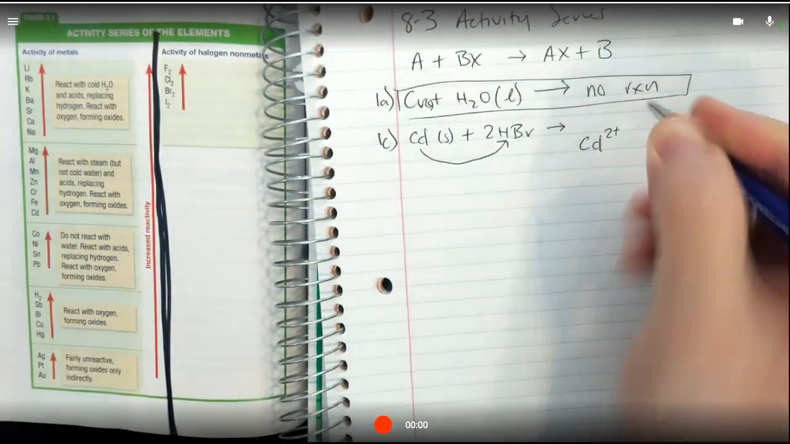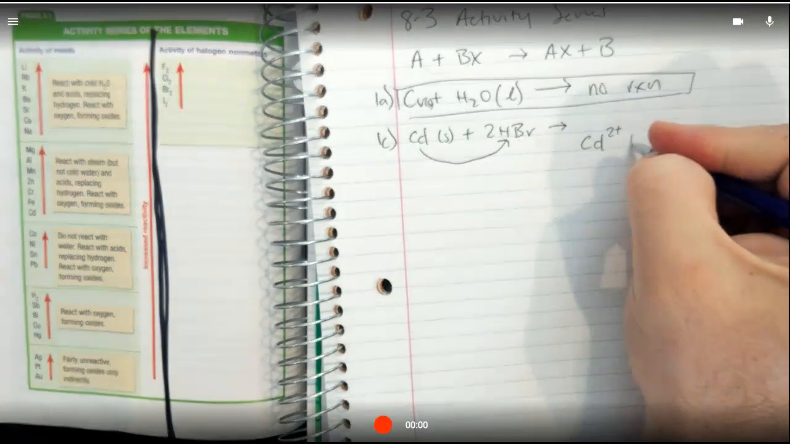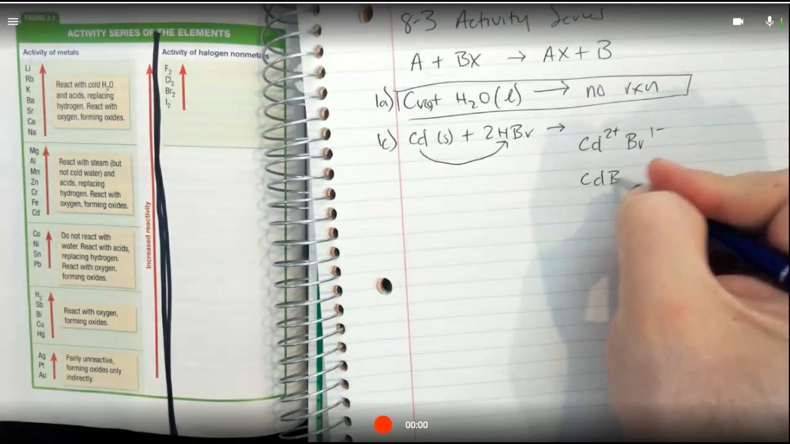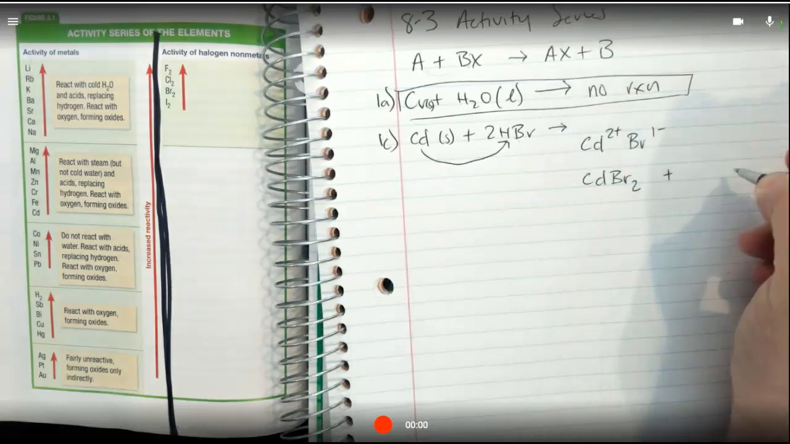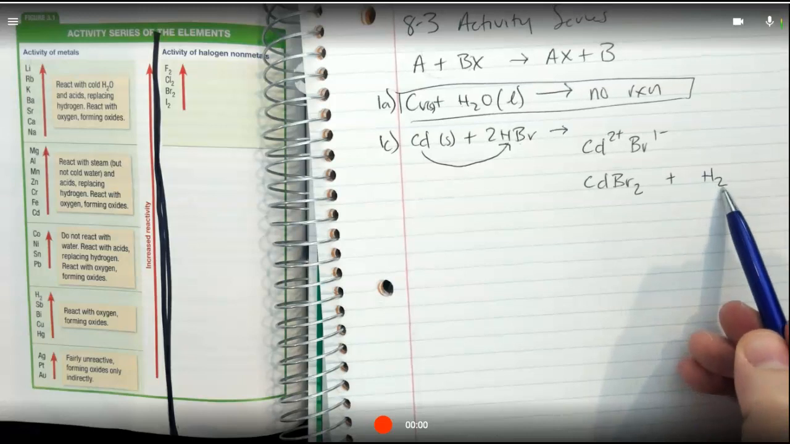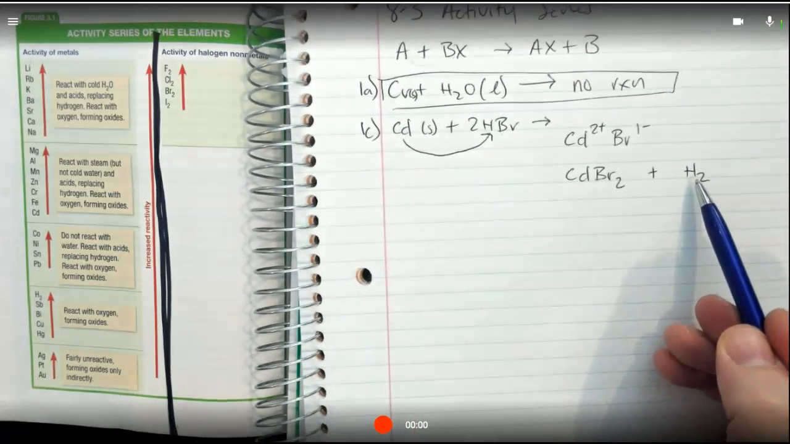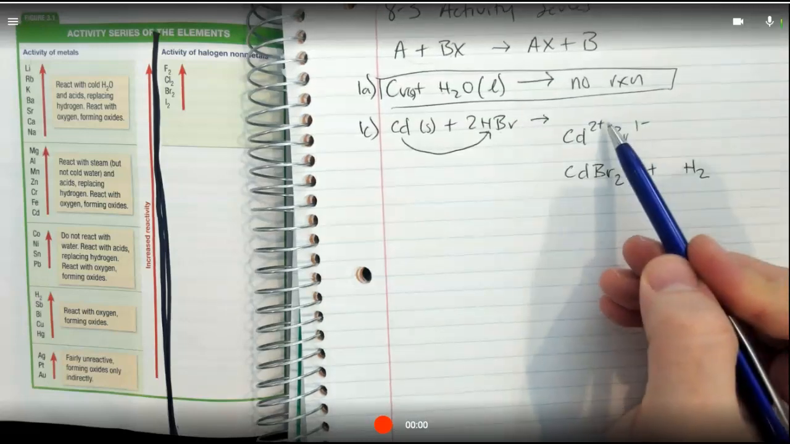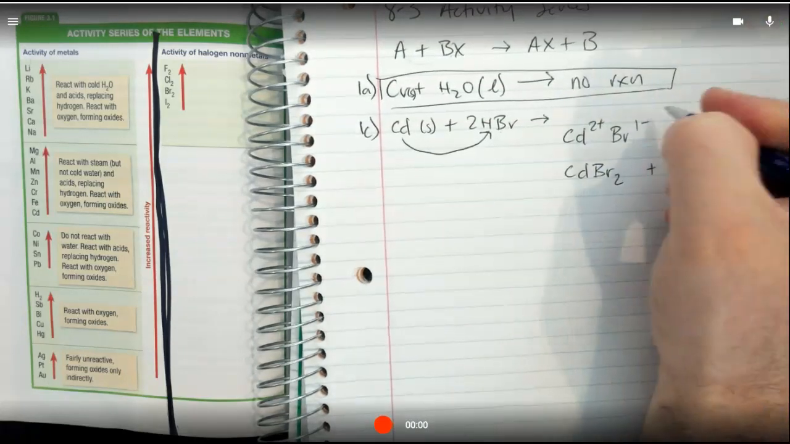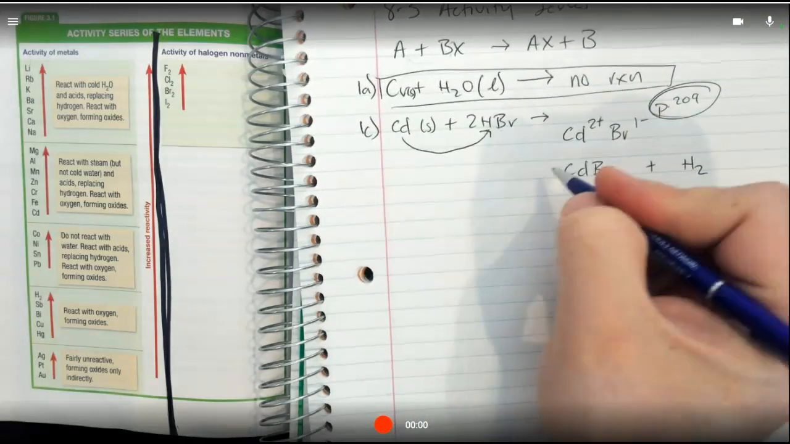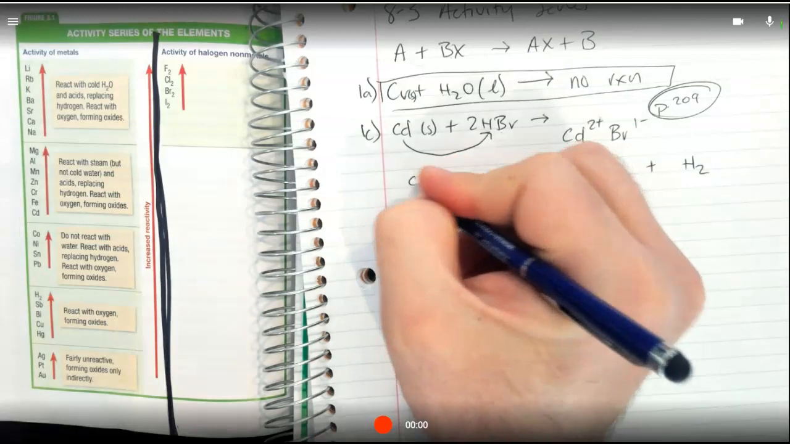So cadmium with a 2+ charge, combining with bromine with a 1- charge, we do our switcheroo, we get CdBr2, and hydrogen was kicked out. Notice we wrote H2 here. Hydrogen is one of the 7 diatomics, so we have to write it as a diatomic. Also, you might have been wondering, where did I get this charge from? Look at page 209.